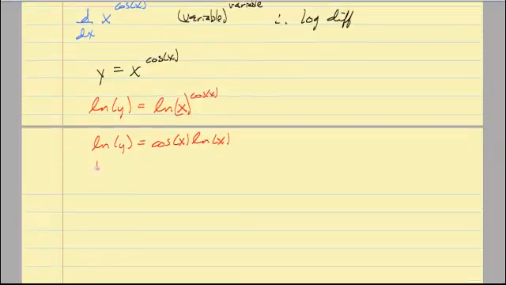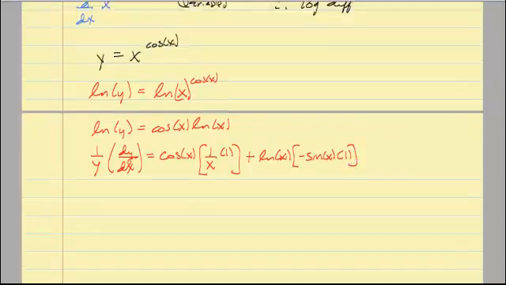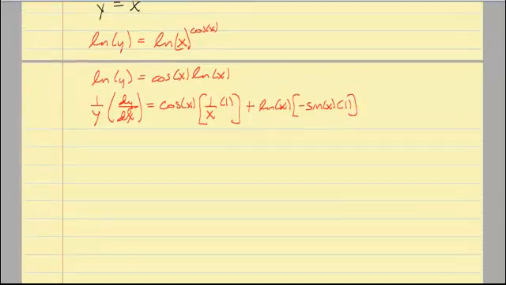Now I can take the derivative of both sides. The left-hand side is implicit differentiation: 1 over y times dy dx. Now on the right-hand side I have the product rule. So I have the first function times the derivative of the second. The derivative of the natural log of x is 1 over x times the derivative of x. So again, I have the first times the derivative of the second, plus the second times the derivative of the first. The derivative of the cosine of x is negative sine of x times the derivative of x. And I know you probably don't write out those times ones. I'm just trying to show some extra steps to make sure you see where everything's coming from.